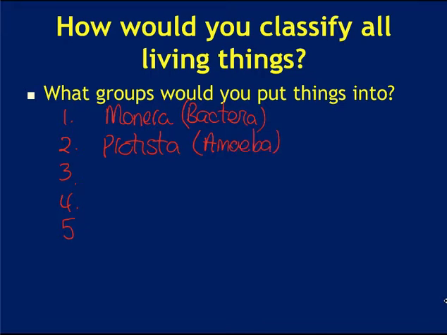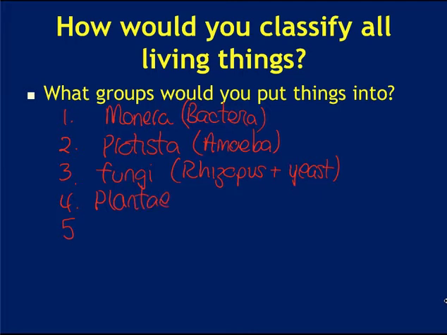We have fungi. And when we look at these, we do a mix of rhizopus, which is just the posh name for bread mold, and we also do a little bit on yeast. We have plantae, which are plants, and you've done most of your plant chapters now. Woohoo! And we have animalae, which are us and other animals.